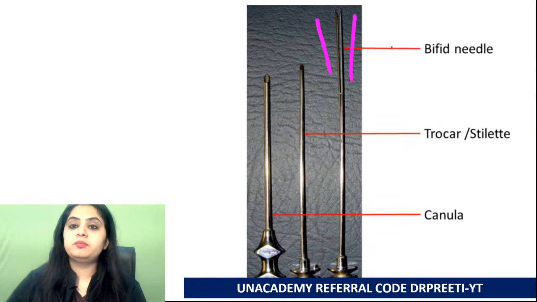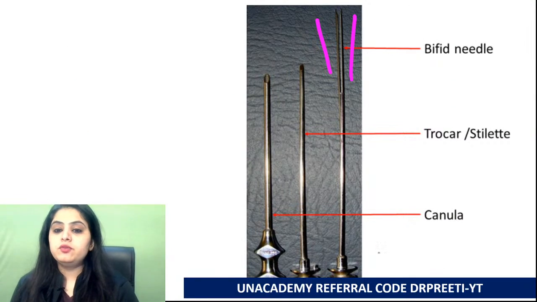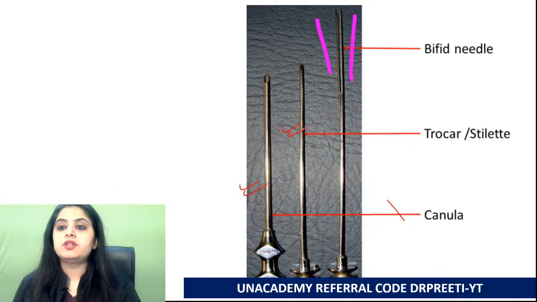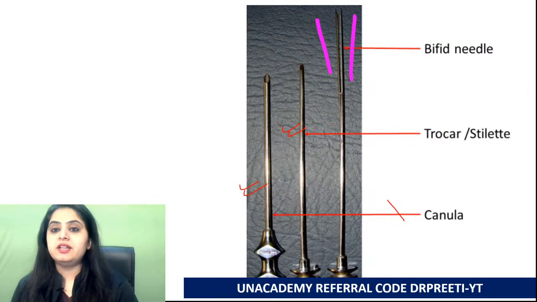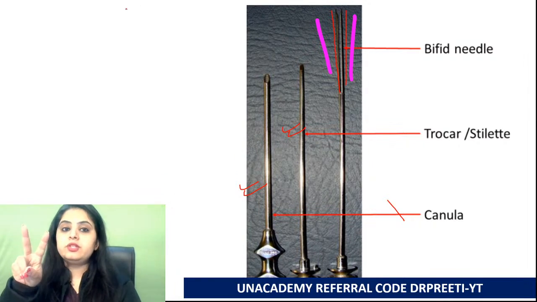I'll zoom into this picture. Did you see? So you've got a cannula. Typical, like every needle, we have a trocar and cannula, but this one has an additional thing. Can you see the bifid nature of this needle? So remember the needle which is V.